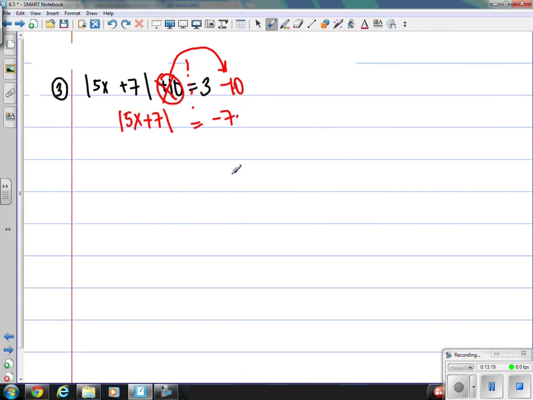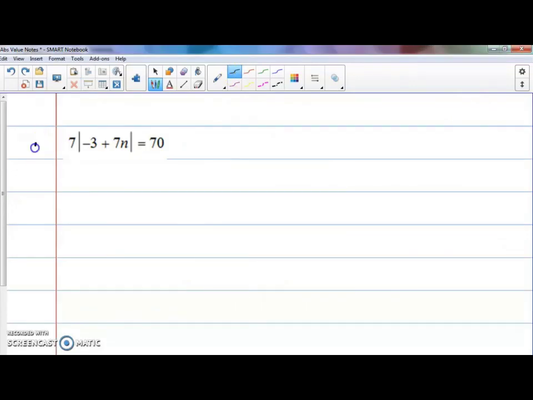Now step 2 says it cannot equal a negative. So we look, and I have that the absolute value bar is equal to negative 7. That can't happen, so it's automatically a no solution. So anytime by step 2 you have your absolute value bars alone on the left side and you equal a negative number, it's automatically a no solution. So that finishes up solving absolute value equations. Thank you very much. All right, one last example here, example 4.